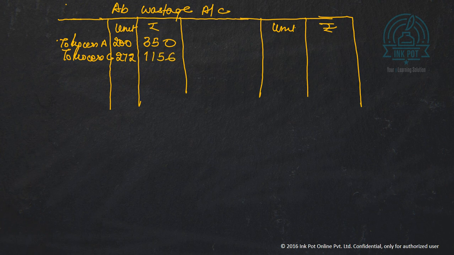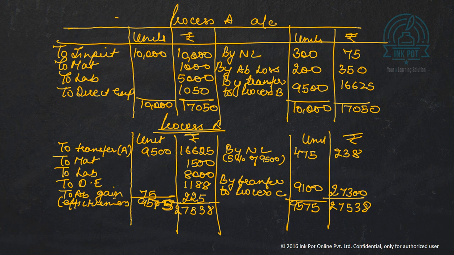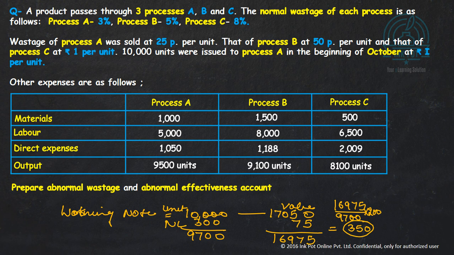Now, we know that these wastages can be sold at a particular amount. Let me make one thing clear. Here, the wastage of process A is sold at 25 paisa, process B at 50 paisa, and process C at 1 rupee per unit. So that doesn't mean that we are selling only the abnormal wastage; it means any wastage. So we'll sell this and the balance will be transferred to costing profit and loss account, right?